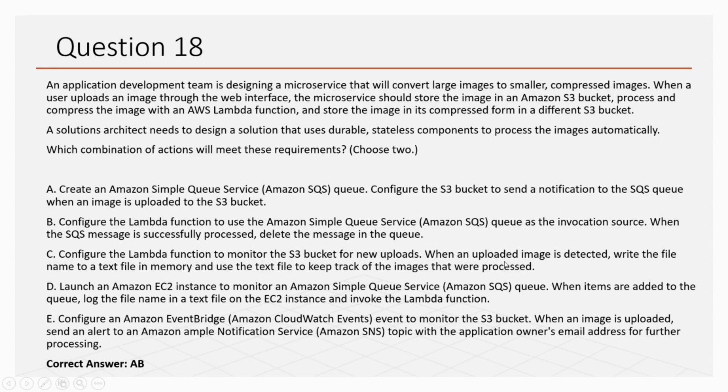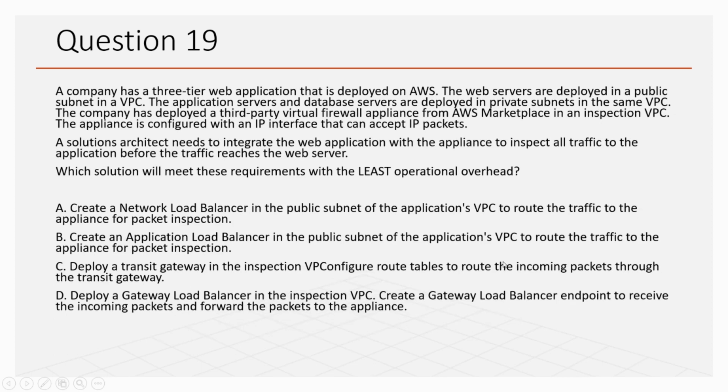So, without any further ado, let's go to the next question, question number 19. It says a company has a three-tier web application that is deployed on AWS. The web servers are deployed in a public subnet in a VPC. The application servers and database servers are deployed in private subnets in the same VPC. The company has deployed a third party virtual firewall appliance from AWS Marketplace in an inspection VPC. The appliance is configured with an IP interface that can accept IP packets. A solutions architect needs to integrate the web application with the appliance to inspect all traffic to the application before the traffic reaches the web server.